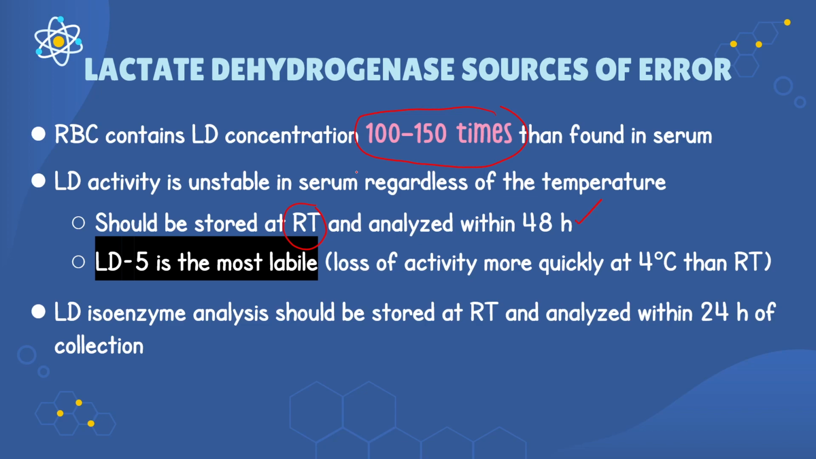Now, why can't it be placed in the refrigerator? It's because of the presence of your LD5. Now, LD5 is your most labile isoenzyme. And when we say most labile, meaning to say it is easily destroyed, it will easily lose its activity more quickly if it is placed at refrigerator temperature than at room temperature. So LD isoenzyme analysis should be stored at room temperature and analyzed within 24 hours of collection.